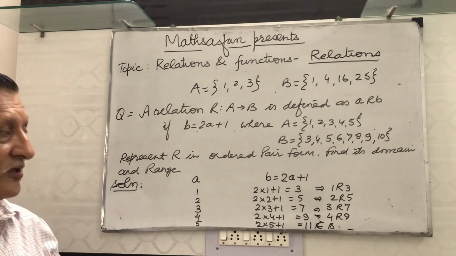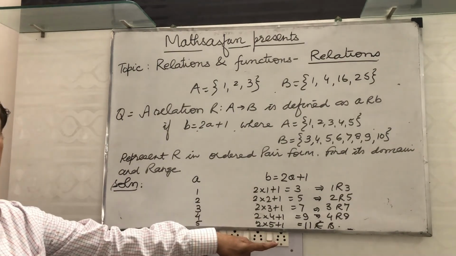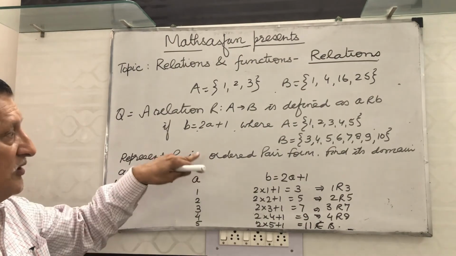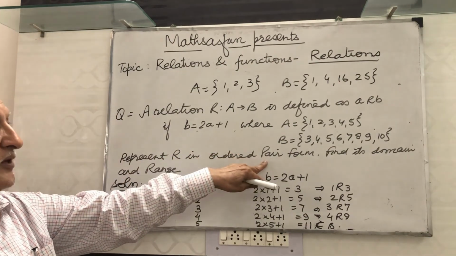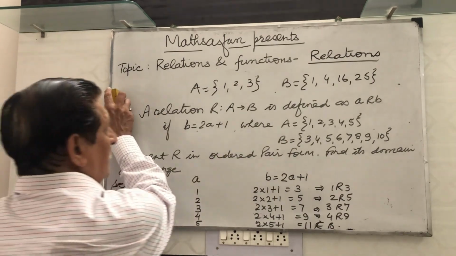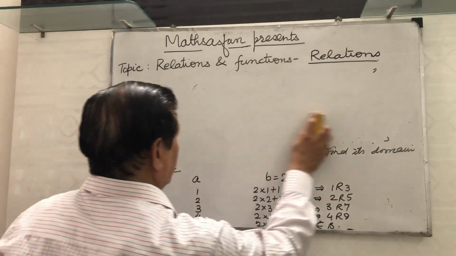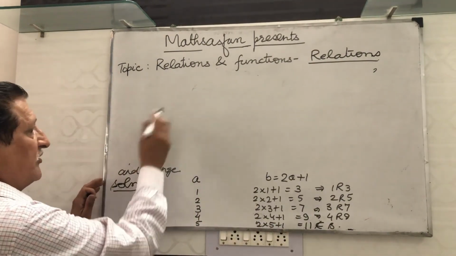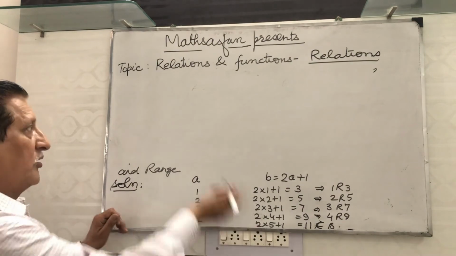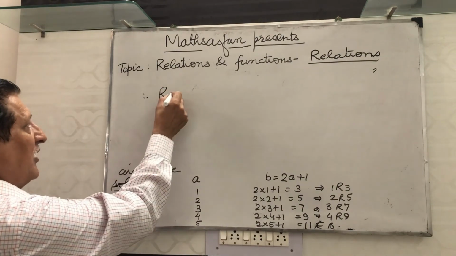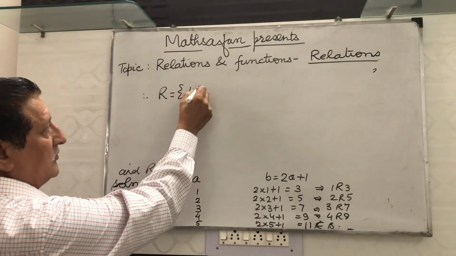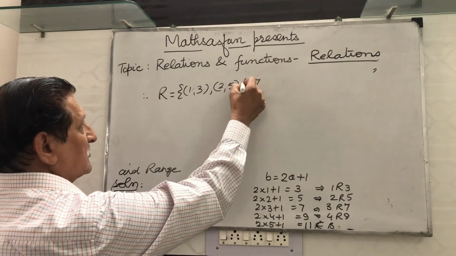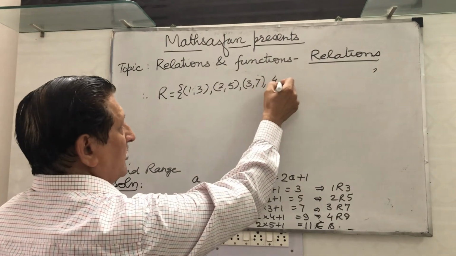After finding the relation in a R b form, we can write now what is required from the question. Question is asked, write it in the ordered pair form. In case we want to write it in the ordered pair form, see now, how we'll write? I told you that it is either a subset of A cross B form or it is ordered pair form. So we can write, therefore, R is equal to {(1, 3), (2, 5), (3, 7), (4, 9)}.